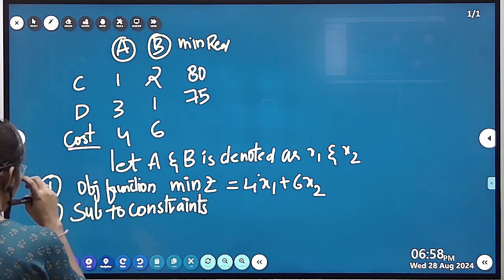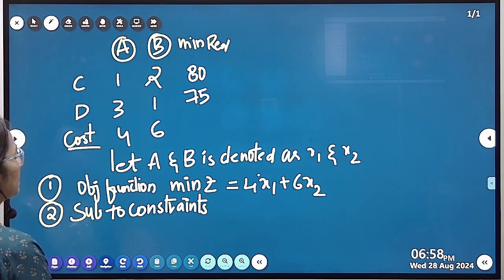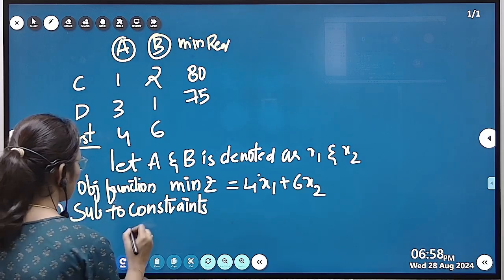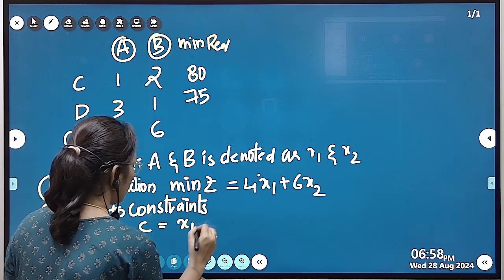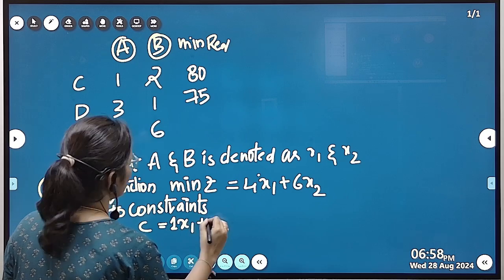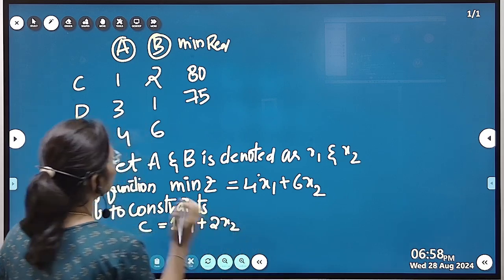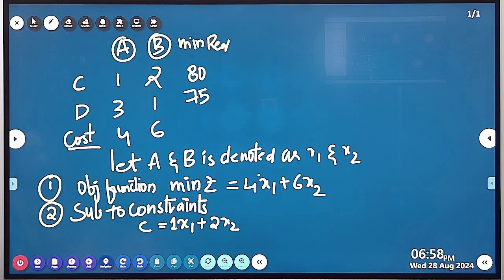So what are the constraints? Tell me how you will take it now. First one, C. C is equal to 1x1, 2x2. So here is the minimum requirement of C. Minimum requirement means we need to put a greater than symbol or less than symbol. Tell me. Greater than or equal to, ma'am. Yes, greater than or equal to.